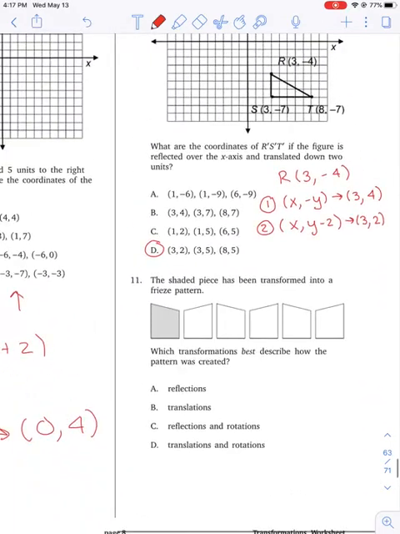And then 11. Let's see. To me, it looks like we're just flipping it over and over. So it flips over the orange line, flips over the purple line, then it flips over the green line, and it keeps going. So to me, that's just a reflection. Over and over and over, reflection.